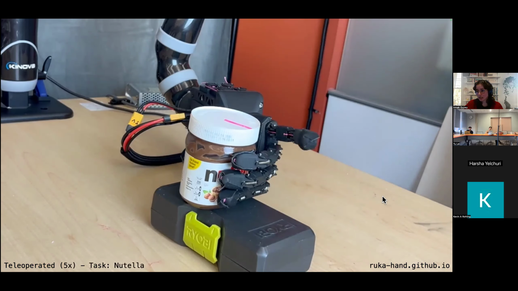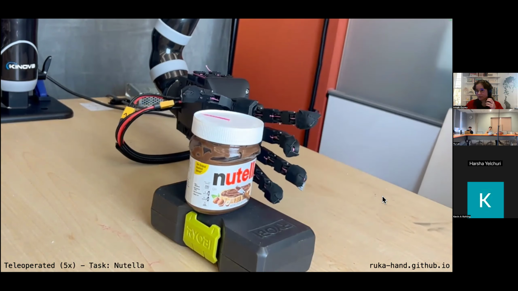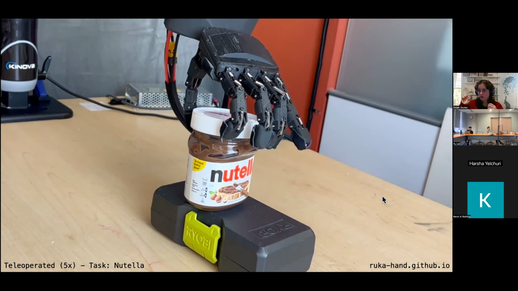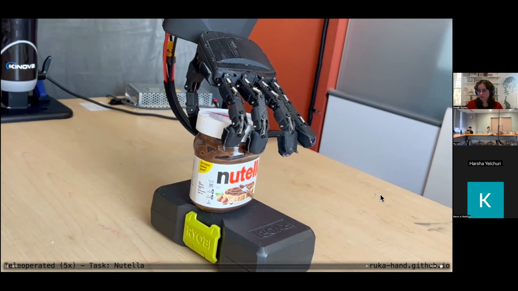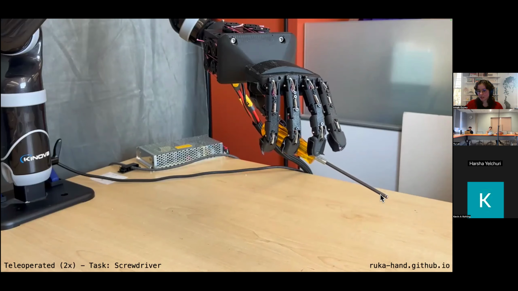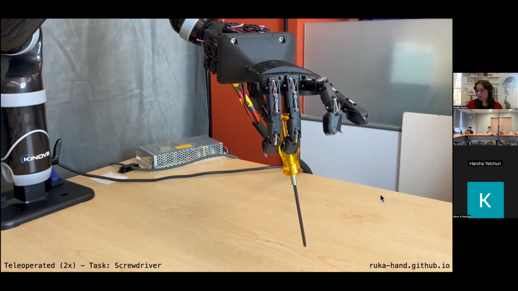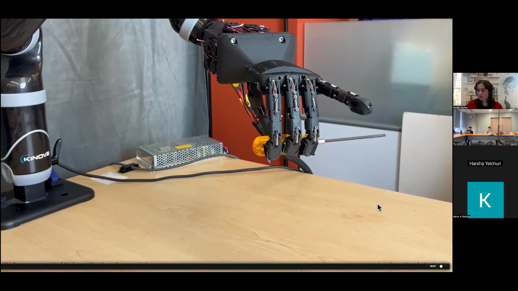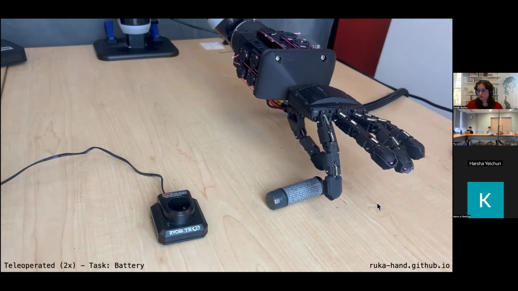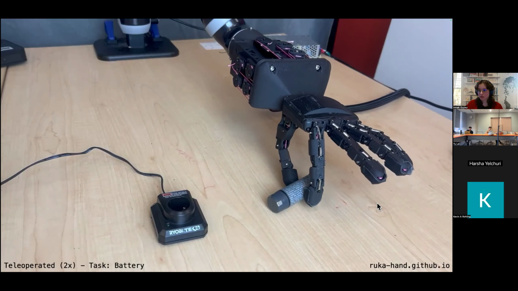Then we had this Nutella task. These are all teleoperated, but we were able to teleoperate this Nutella and then just take the cap off. Then this screwdriver task, in-hand rotation sort of, was another one. And then insertion of this battery.